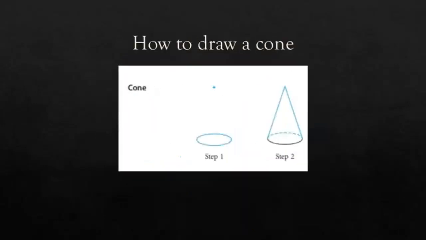Drawing a cone is very simple as well. You're going to draw that elongated oval, that elongated circle, and then however tall you want it to be, put a point, and then you're just connecting those two, the sides of the oval up to the point and back down. Then you can dash the line behind to show that we don't actually see it if that object was solid.